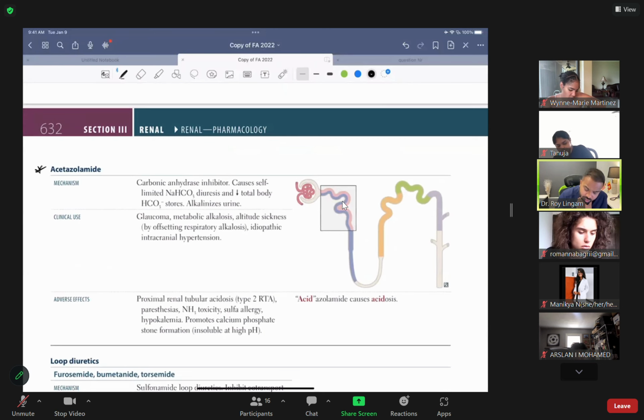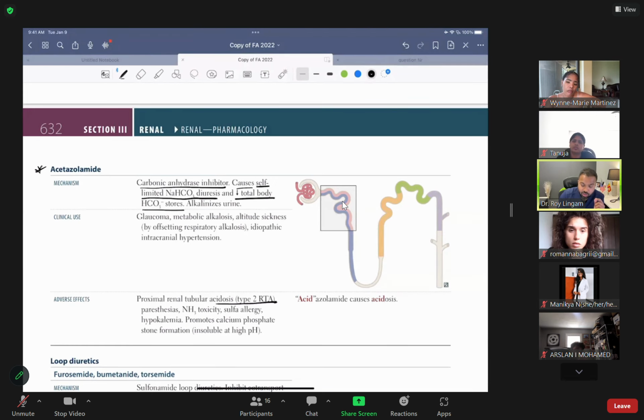Acetazolamide is a carbonic anhydrase inhibitor. It causes self-limited sodium bicarbonate diuresis, right? What does that mean? It helps to excrete bicarbonate. So technically, when you take acetazolamide, you are not reabsorbing bicarbonate in the PCT. Agree? So can we say acetazolamide medication can cause type 2 renal tubular acidosis?